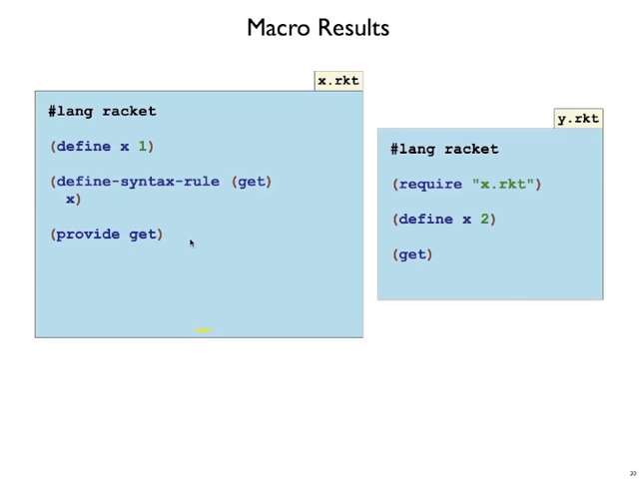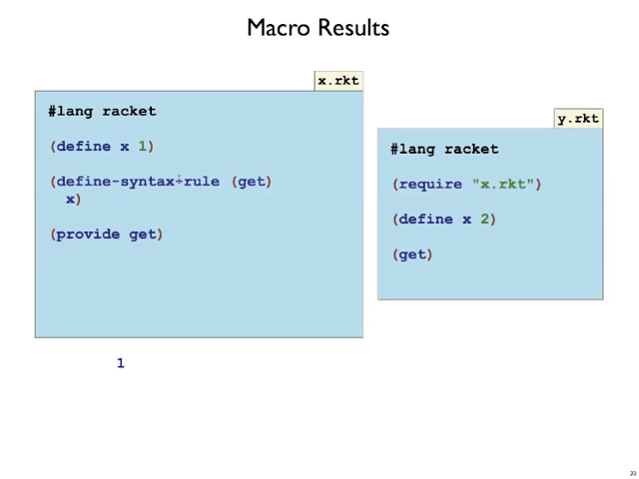So here, just to simplify the problem a little bit, we've got a module that defines x, has a macro get that's exported to this other module, and when we use get here, it expands to x, and of course the result is 1 because the macro says x where x means 1, not x where x means 2. Right? Okay, so that's just regular lexical scope working.